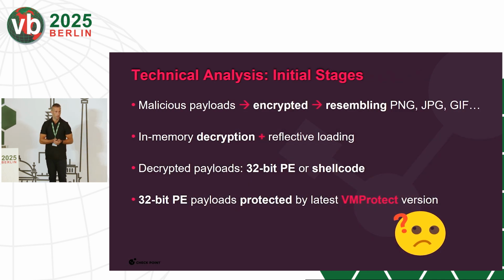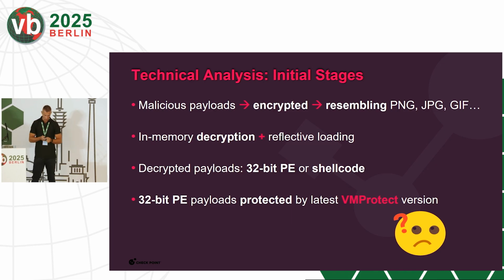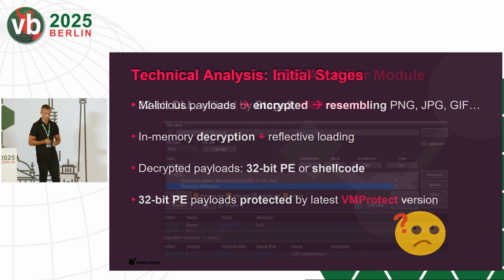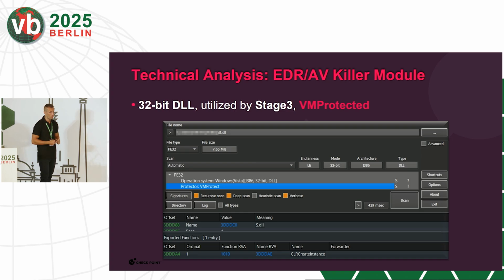So, a summary regarding the initial stages: we had malicious payloads, encrypted, resembling PNG, JPEG, and others. They were decrypted in memory and reflectively loaded, so the decrypted payloads were never dropped to disk. The decrypted payloads resulted in either a 32-bit portable executable or shellcode. In the case of 32-bit portable executable payloads, it was always protected by the latest version of VMProtect. Well, in this moment, it's a really sad moment for the researcher, because dealing with VMProtect is very challenging. So let's check one of the encrypted payloads.